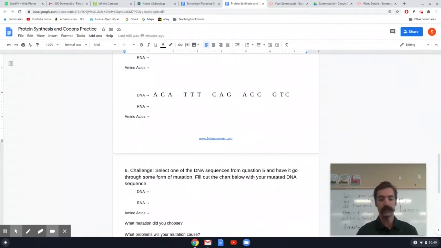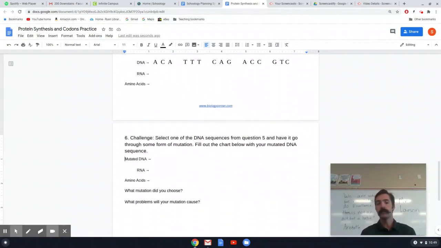So this is your mutated DNA. And then you're going to have that mutated DNA go through, transcribe it to RNA, and then translate that RNA into amino acids. And at the end, you'll need to answer what mutation you chose, and what problems that mutation caused. So what is the difference in the amino acid sequence that you saw?